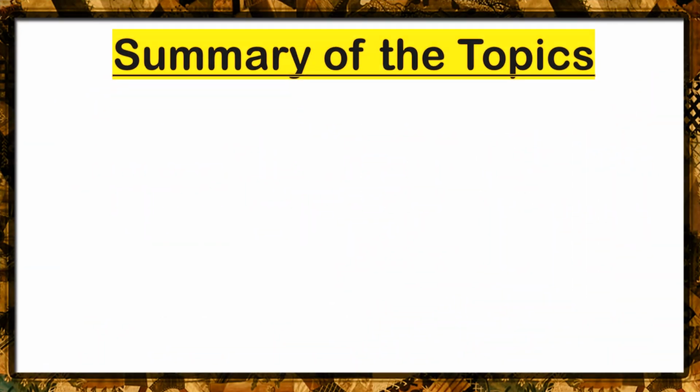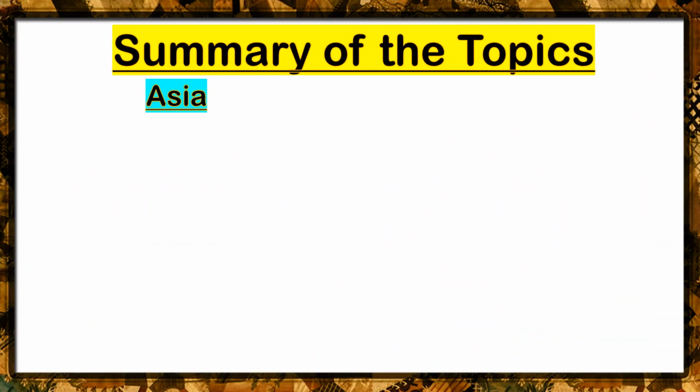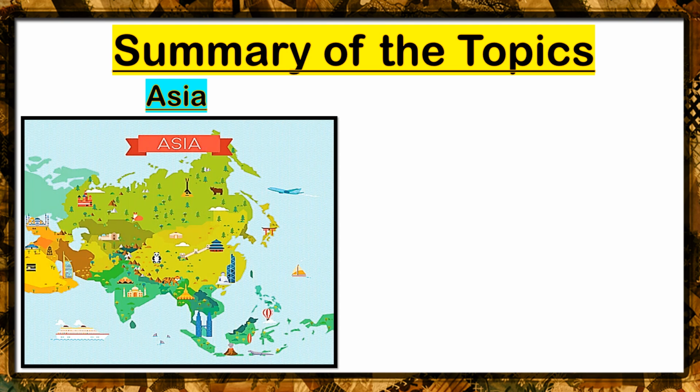Now, class, let me just summarize the topics that we just discussed, which is about Asia. So, Asia is the largest continent in the world. You can find here the highest point on Earth, which is Mount Everest. You can find here the lowest point on Earth, which is the Dead Sea. Three among the largest countries in the world are in Asia. They are China, India, and Russia.